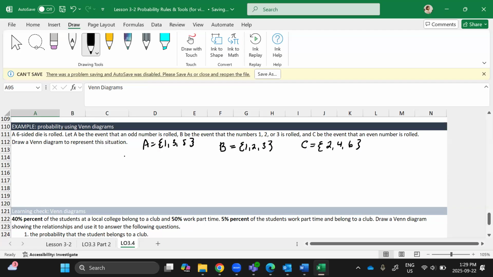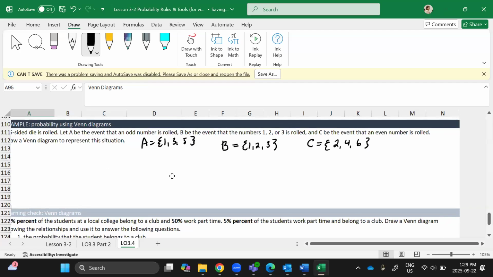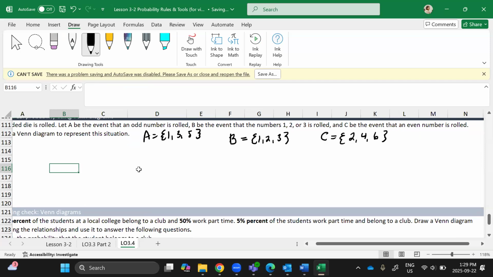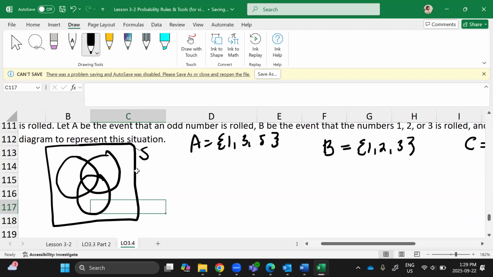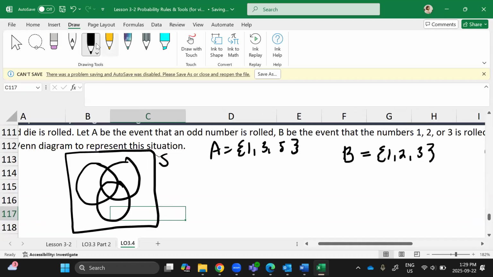So if I wanted to do a Venn diagram of this situation, I would want 3 circles. And they're all inside this big sample space, S. I'm going to zoom in on it a lot. So let's say this circle is A, this one is B, and this one is C.